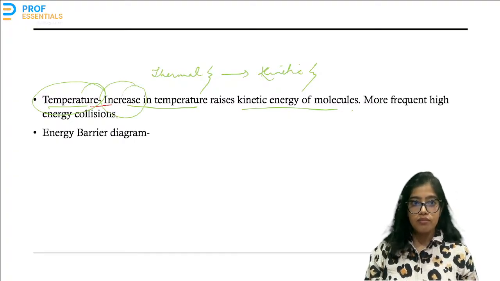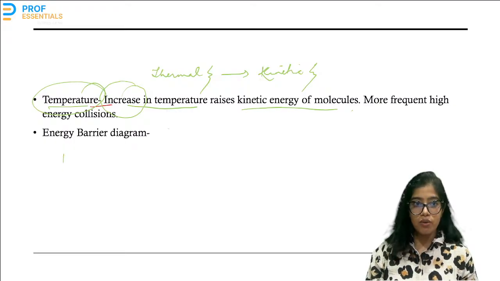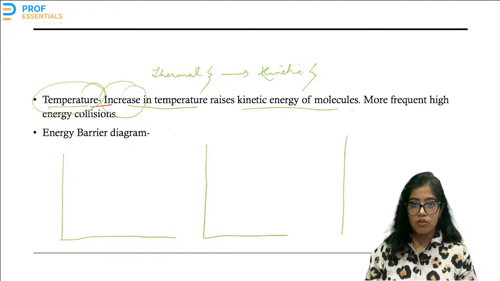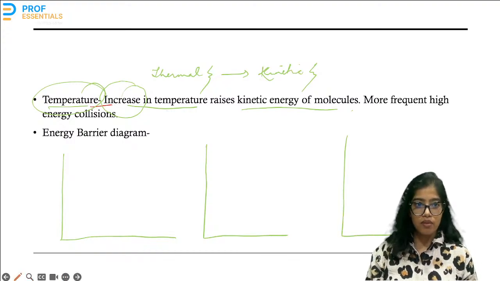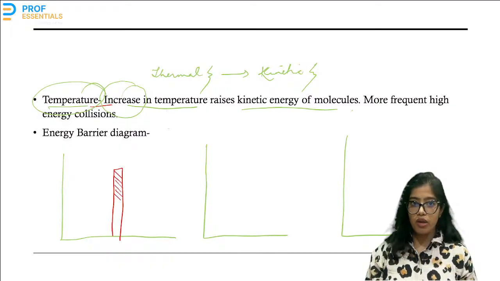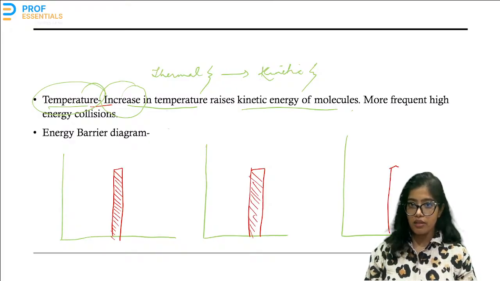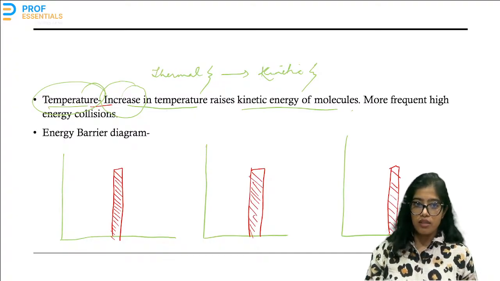Now for this temperature, we are going to draw an energy barrier diagram. Suppose this is the energy barrier. That means this much energy has to be acquired by the molecules to proceed with the bond formation in this reaction. So this is the energy barrier.